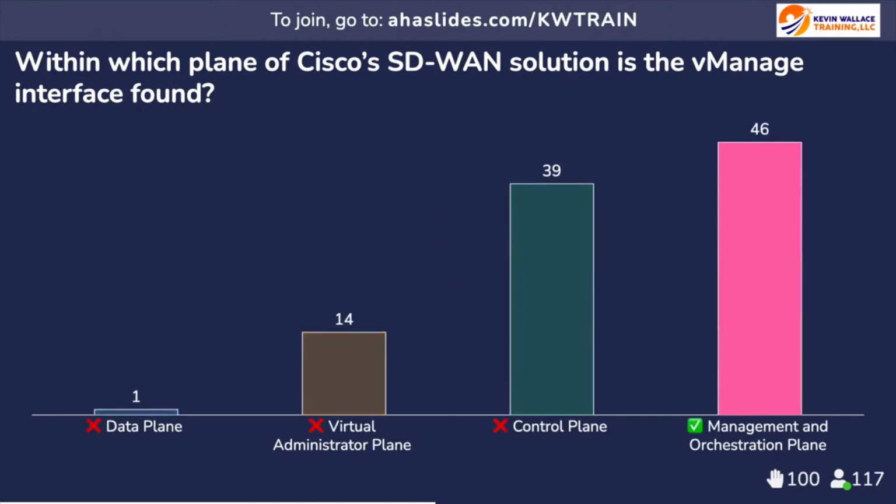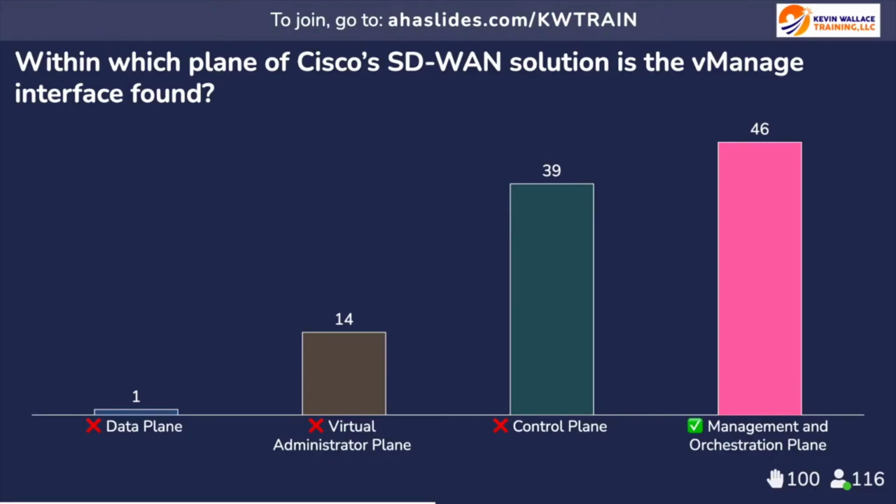Right, time is up. We had a very close decision between control plane and management and orchestration plane. And the correct answer is indeed the management and orchestration plane. That's where we find both the vBond solution, which is the orchestration and provisioning component, and we also see vManage in there, which is our graphical user interface.